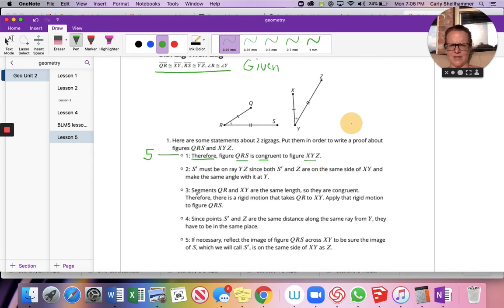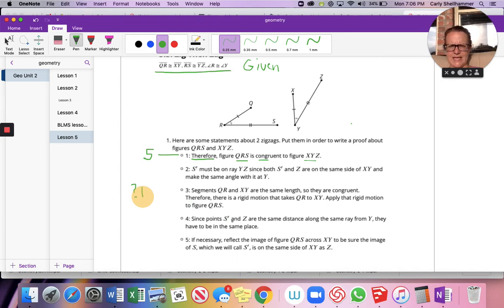I just need to move that yellow dot. Segments QR and XY are the same length, so they are congruent. Therefore, there is a rigid motion that takes QR to XY. Apply that rigid motion to figure QRS. QR and XY are the same length, so they are congruent. Therefore, there's a rigid motion that takes QR to XY. That one might be number 1.